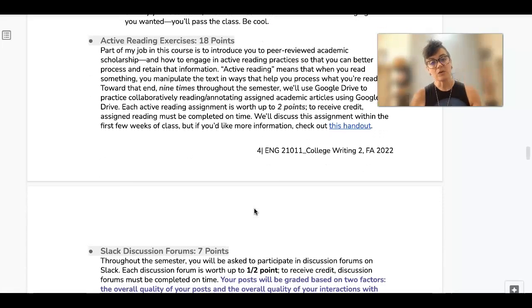Active reading. There are going to be times during the class where we're going to be reading academic articles together, because this is about research. It's all going to be on children's pop culture. And instead of reading it lonely on our own, we're going to read it together and comment on it. All right. And you get 2 points just for doing your homework, 2 points every time you complete that. But again, you do kind of have to complete those on time. So do keep up with that.